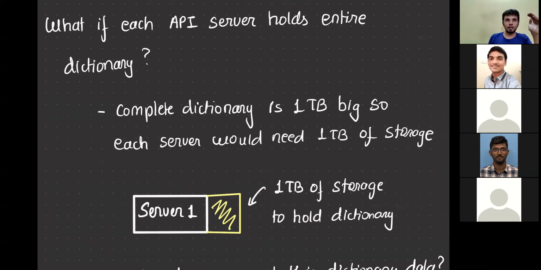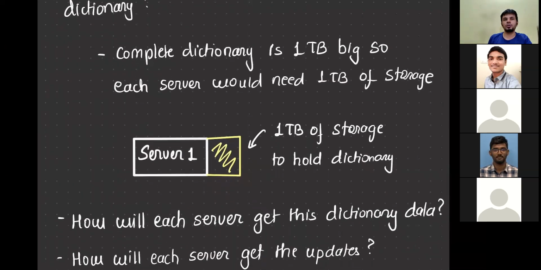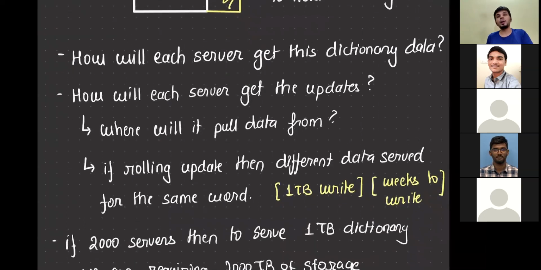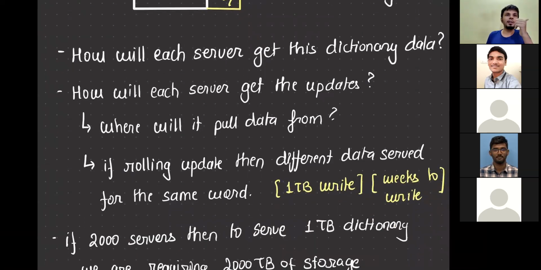Right. So if each server stores the file, and the complete dictionary is 1 terabyte big, each server would need 1 terabyte of storage. Although our servers were lightweight, now that 1 terabyte of massive storage is attached to each to hold the dictionary. Now, when we do this, there comes another problem. How will each server get this dictionary data? Not the updates, but the first data that it gets. And how will each server then get the weekly updates that come to our dictionary?